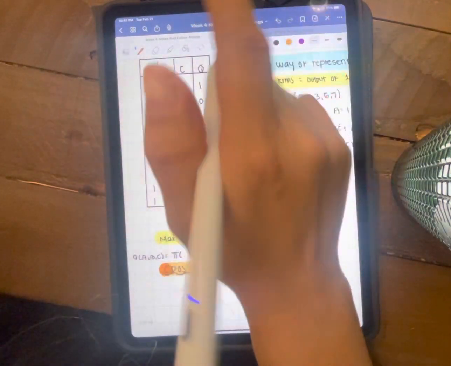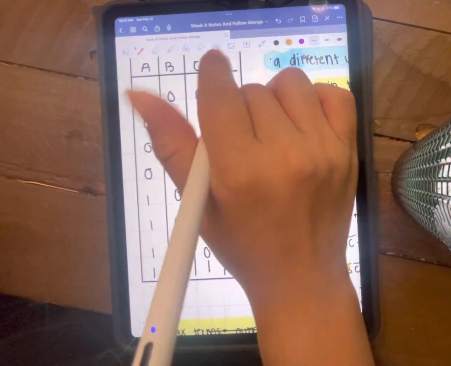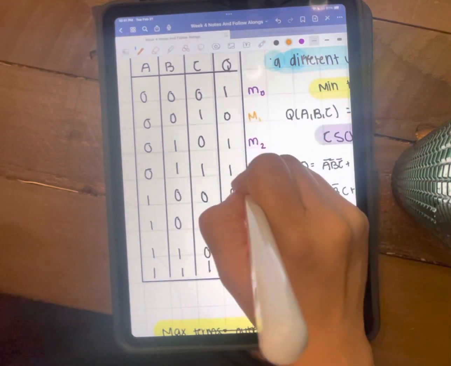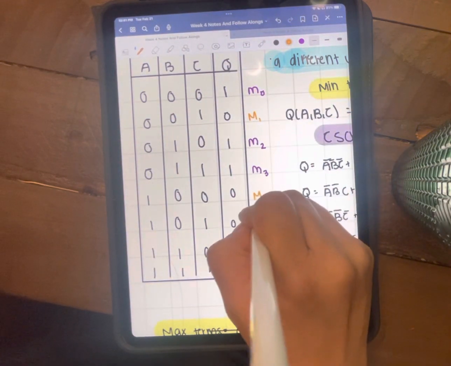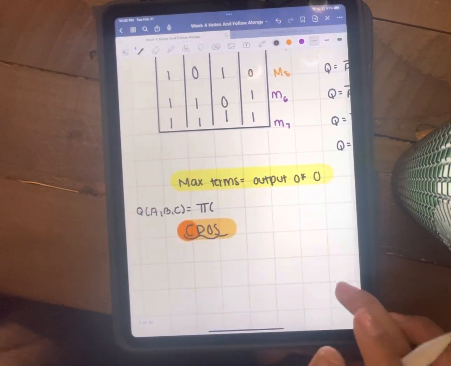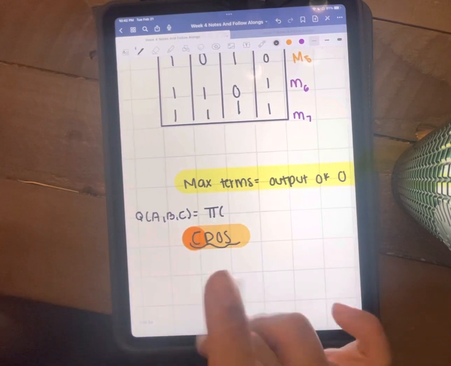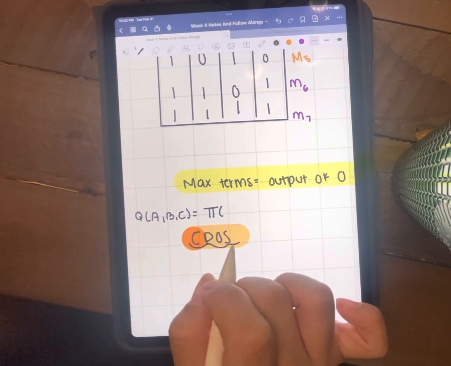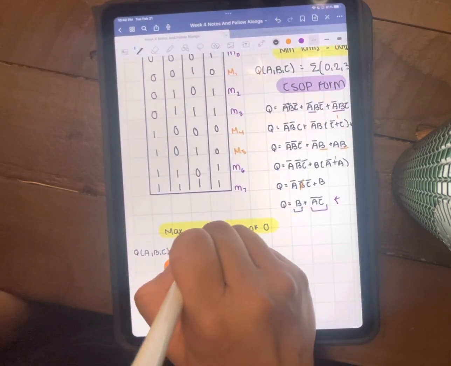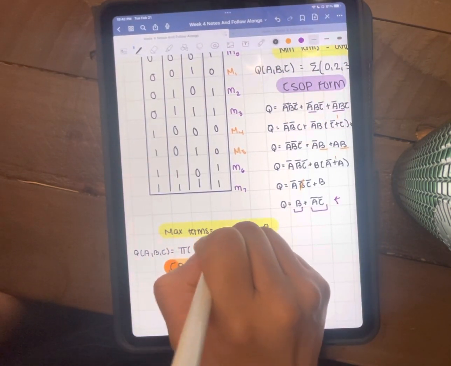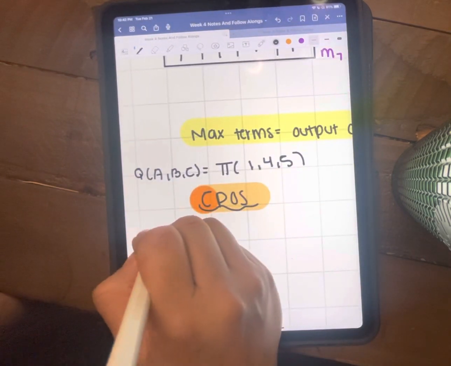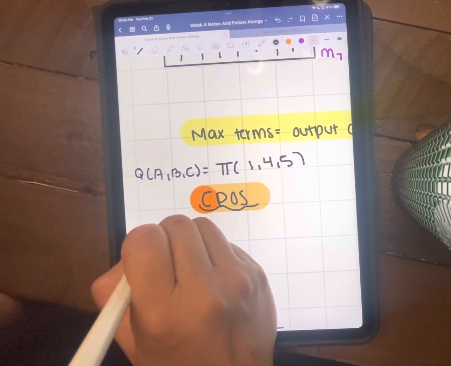And this is going to be signified with a capital M subscript of whatever binary number represents the row. So M1, M4, M5, and then Q is a function of ABC equals pi, and we're just going to write the integer numbers 1, 4, and 5. And then we can move on to canonical product of sums form.